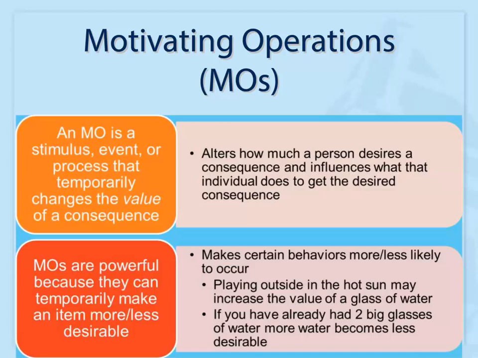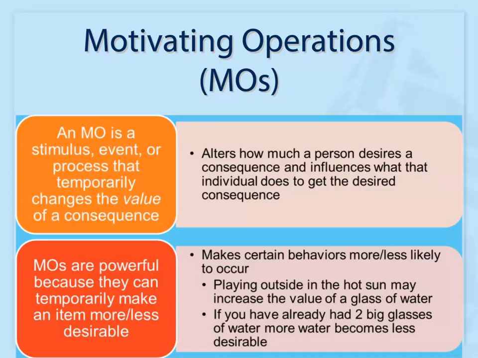The other type of antecedent is a motivating operation. An MO is a stimulus event or process that temporarily changes the value of a consequence. In short, it alters how much a person desires a consequence and influences what that individual does in order to get a desired consequence. MOs are powerful because they can temporarily make an item more or less desirable, or in other words, it makes certain behaviors more or less likely to occur.